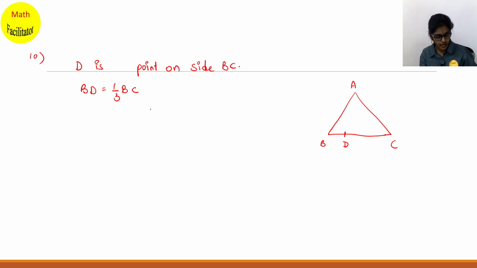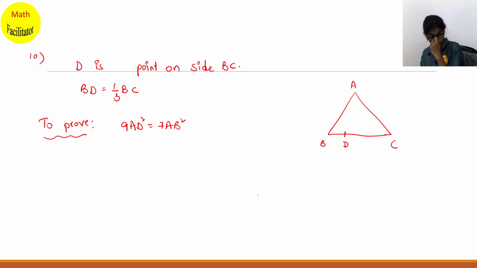Now you have to prove that 9AD square is equal to 7AB square. D is a point on BC, so you have to prove 9AD square. That means I should join AD first. I am joining AD, and I am also dropping a perpendicular from point A to BC.